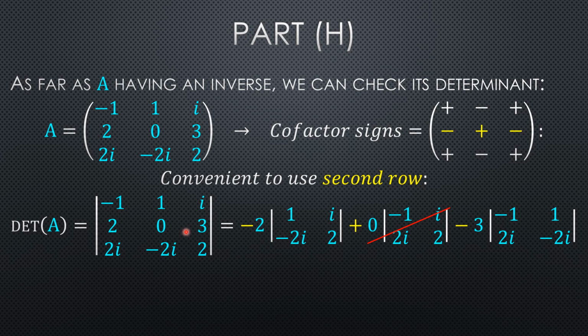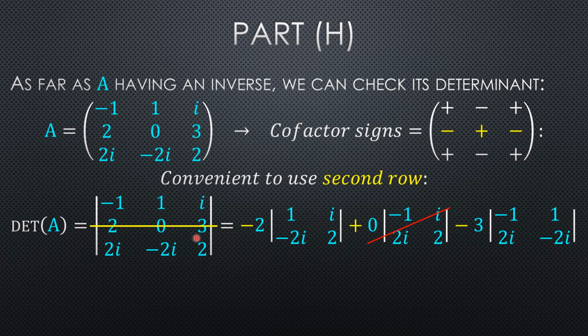That being said, since we're committed to the second row, let's go ahead and cross that out. We have our negative plus negative structure from the cofactor signs. Our multiples are 2, 0, and 3. Thankfully, the 0 cancels everything out. If we want to find these subdeterminants, go ahead, cross out the first column. Then we're left with 1, i, -2i, 2. That's what we see here.